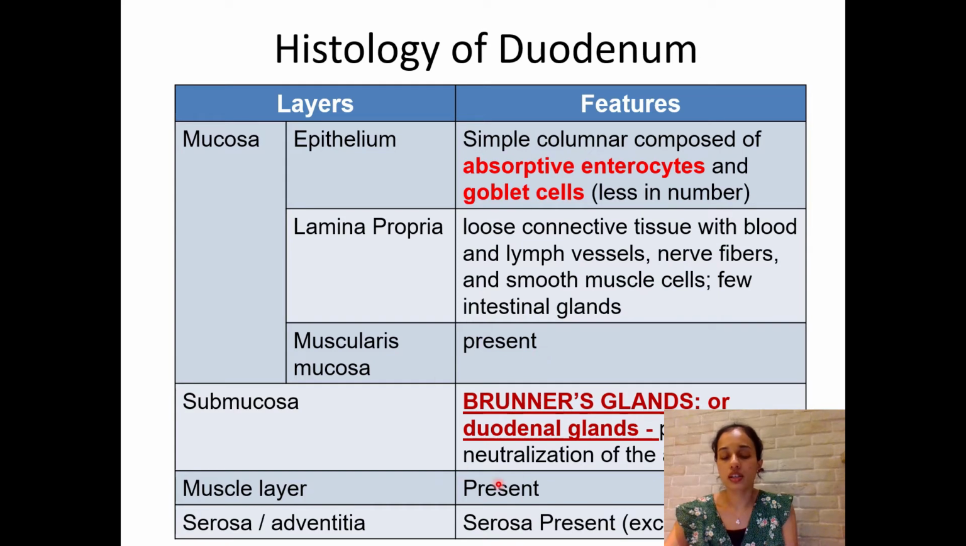The very important feature mainly present in the duodenum is the presence of mucus glands in the submucosa. I had mentioned in my earlier video that two organs of the digestive tract have mucosal glands in the submucosa. One is the esophagus, the other one is the duodenum. So how to differentiate? Both have mucosal glands. In the esophagus they are called esophageal glands. Here they are called duodenal glands or Brunner's glands.